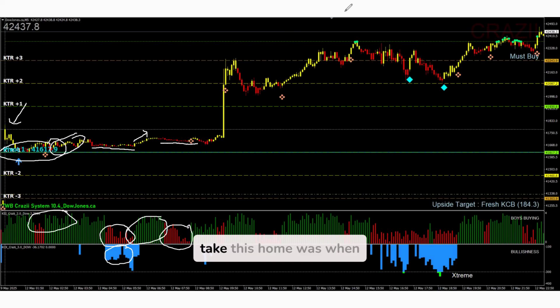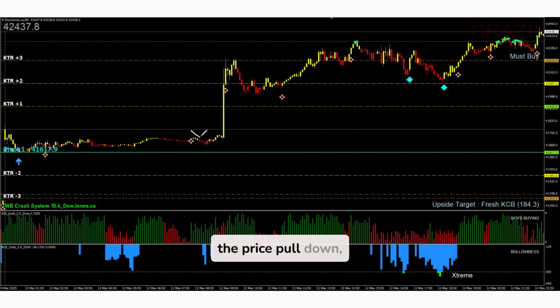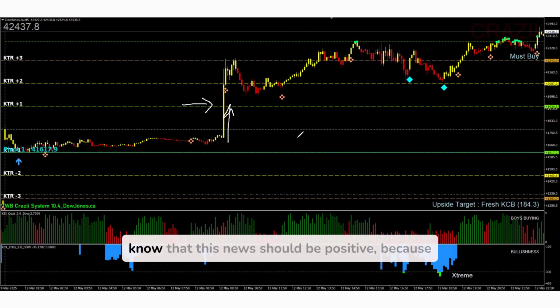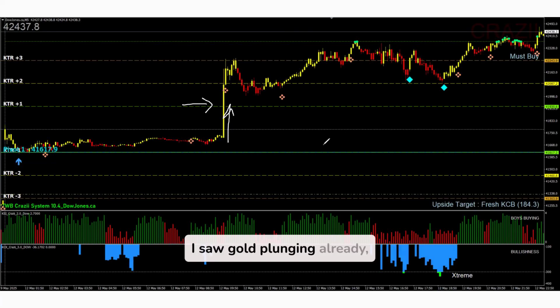And then the one that really took this home was when the price pulled down and the KSI was green. Wow, I felt so strongly that the news might be coming out soon. And then I had to pick that phone call right here. Oh my gosh, I picked up the phone call right before the thing shot up. Of course it's wasted, right? So when things shot up, I quickly came in to buy because I know this news should be positive, because I saw gold plunging already.